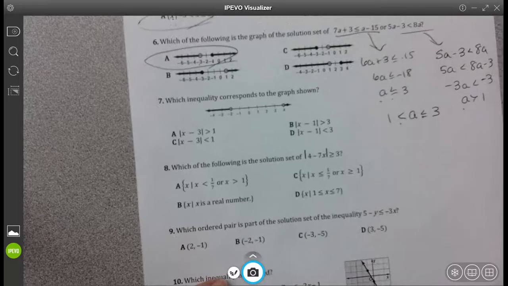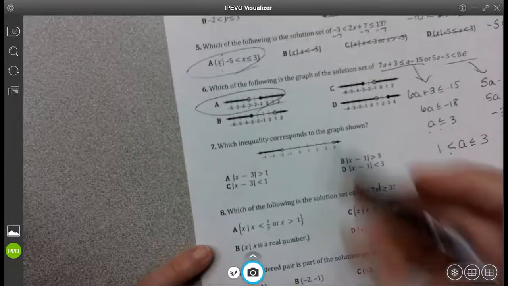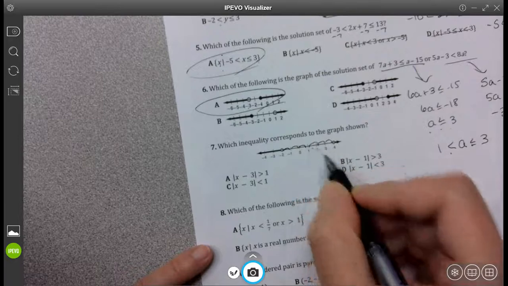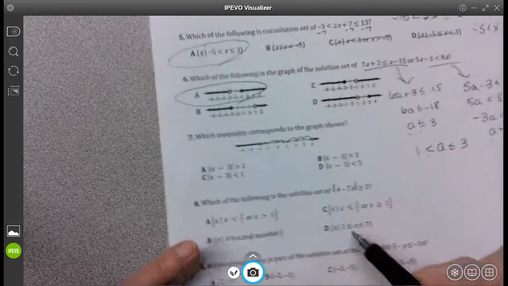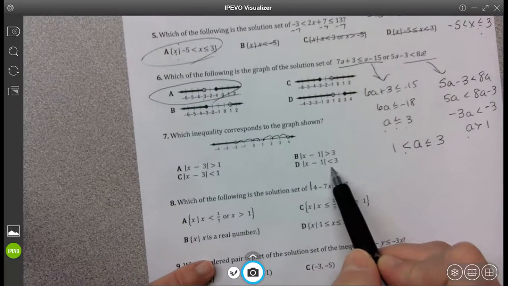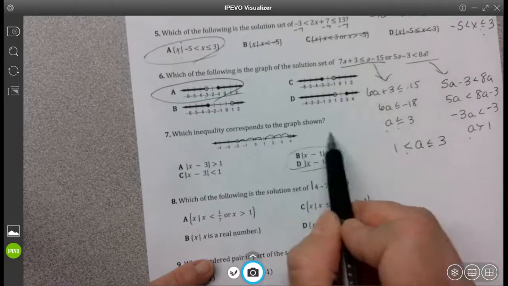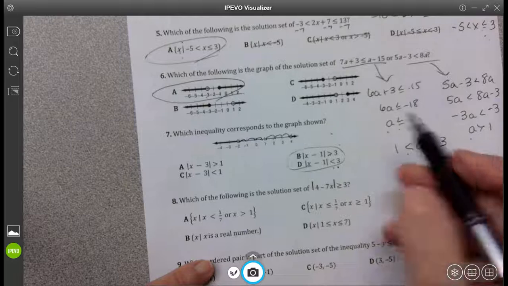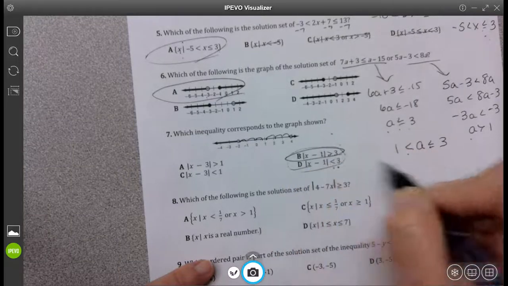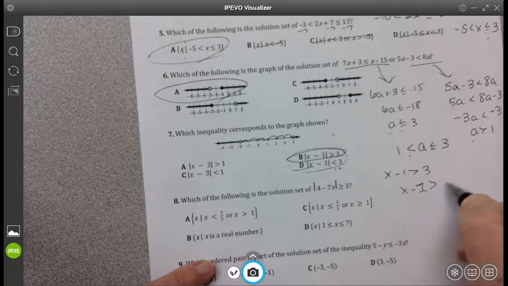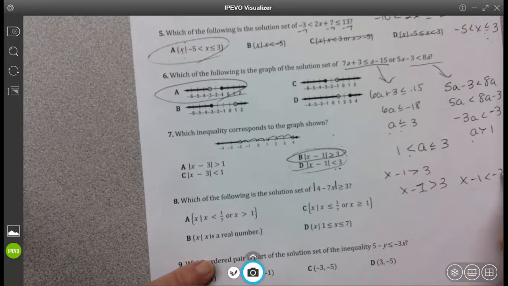Okay. Which inequality corresponds to the graph shown? All right. So 1, 2, 3, 1, 2, 3. So your spaces away are 3 and 3. So it's probably going to be one of these. But is it greater than or less than? Well, we have to be over here or over here, so it's probably the greater than. We want to be greater than that. Let's try it. X minus 1 is greater than 3, and x minus 1 is less than negative 3.